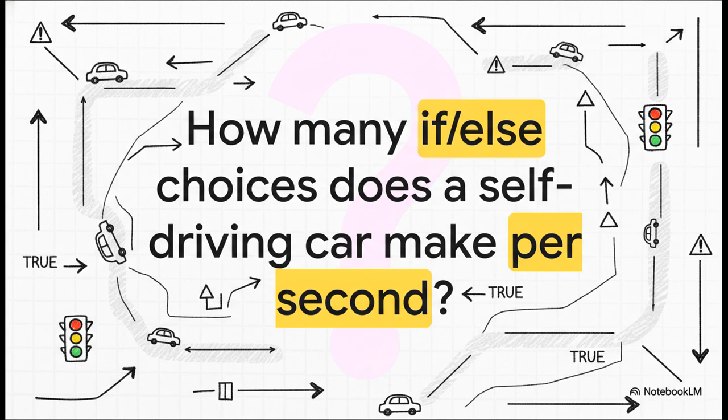We just broke down a single if-else decision. Now picture something incredibly complex, like a self-driving car navigating rush hour traffic. How many millions, or maybe even billions of these simple true-false decisions do you think it's making every single second to keep everyone safe? It's pretty mind-boggling.